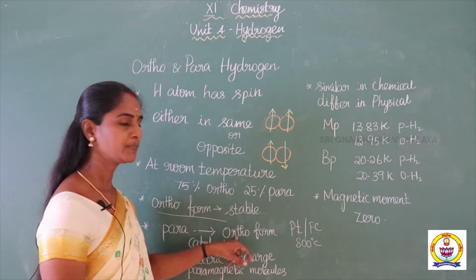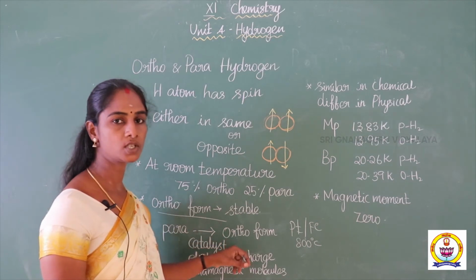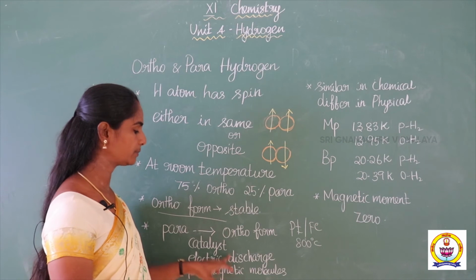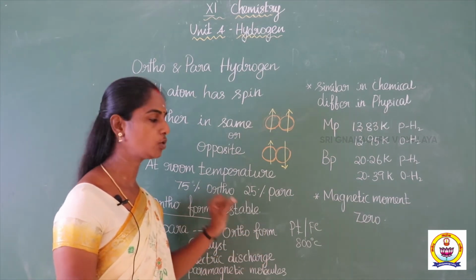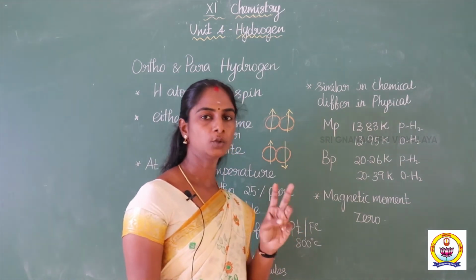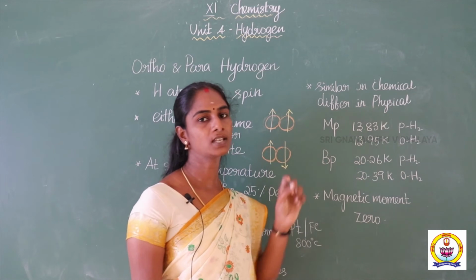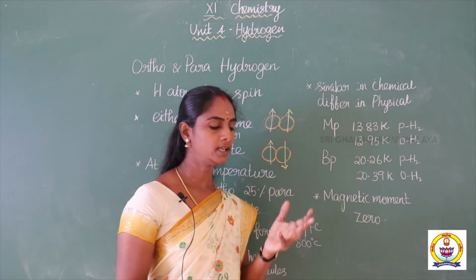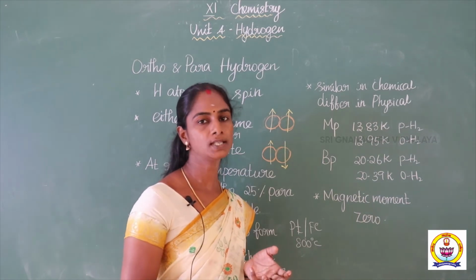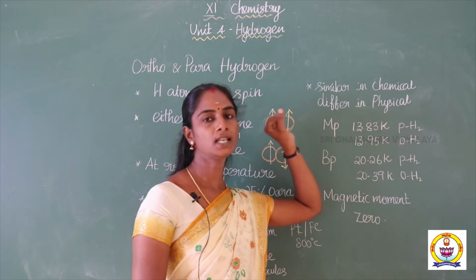So when we do this, the para form is converted to the ortho form. Another way: when the para form of hydrogen is mixed with paramagnetic molecules and reacts with them, it is converted into the ortho form. Ortho form and para form have similar chemical properties. Whether it is para hydrogen or ortho hydrogen, the chemical properties are more or less similar, but there is a difference in physical properties.